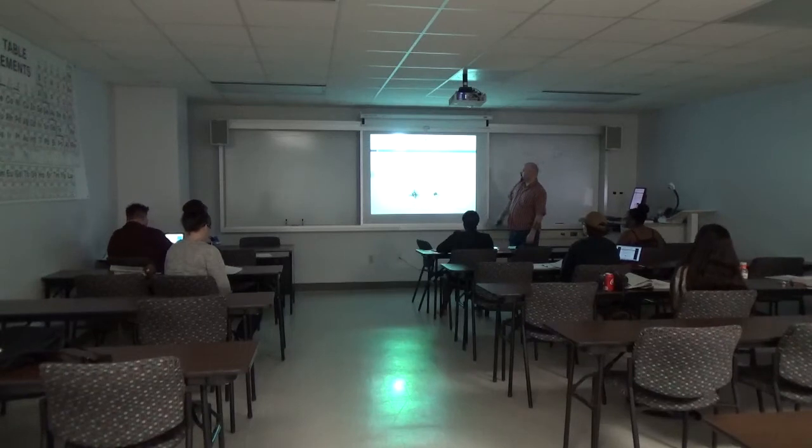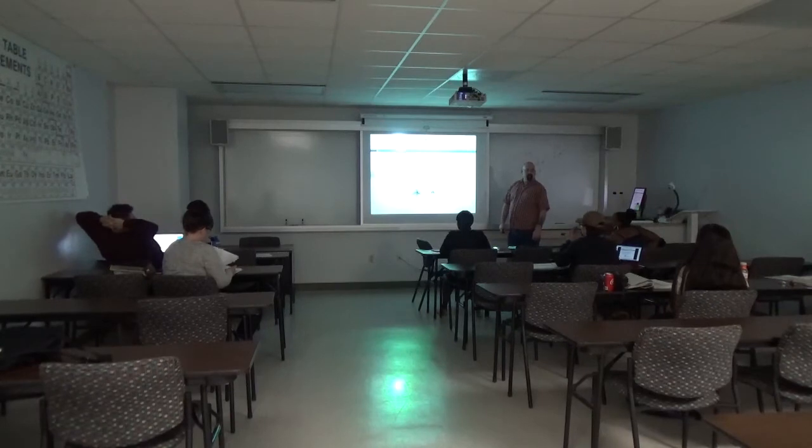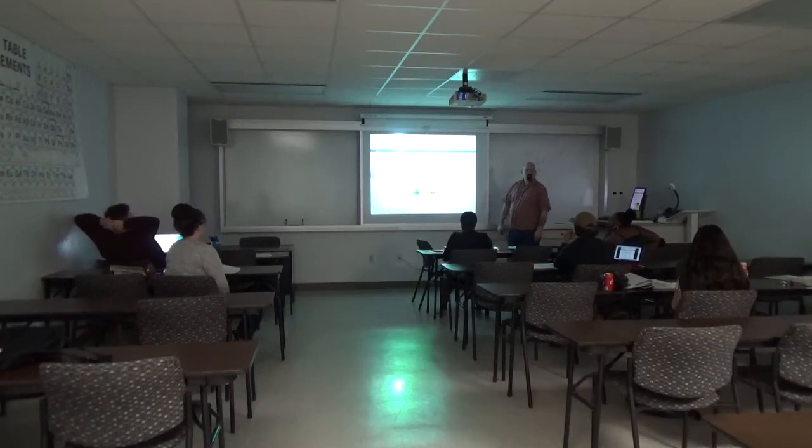Trigonal pyramid versus tetrahedral. What's the difference? What's missing in that trigonal pyramid? That top ball up there, right? But it's not because it's not there. The electron density is still there. It's just invisible. It's that lone pair on that nitrogen, right?